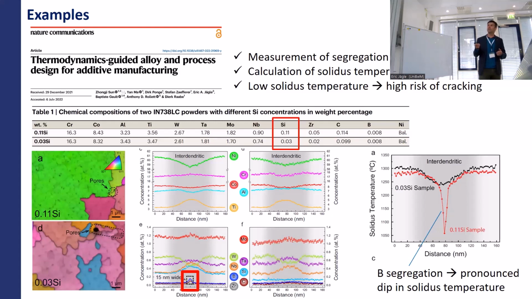They had two different versions of Inconel 738, and it's known that this one here with 0.11 silicon is not printable, and you need to decrease the silicon content here to low values to make it printable. And the question was why.